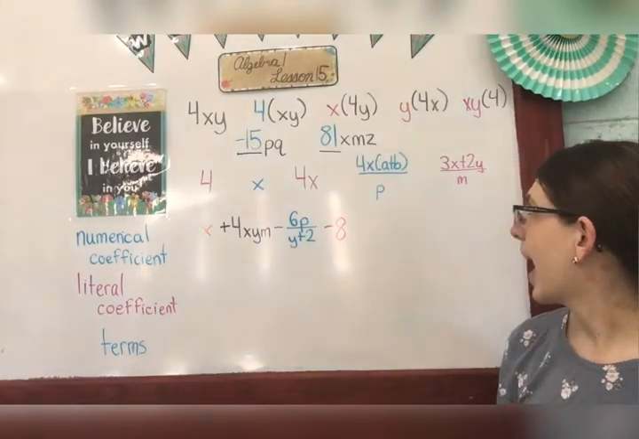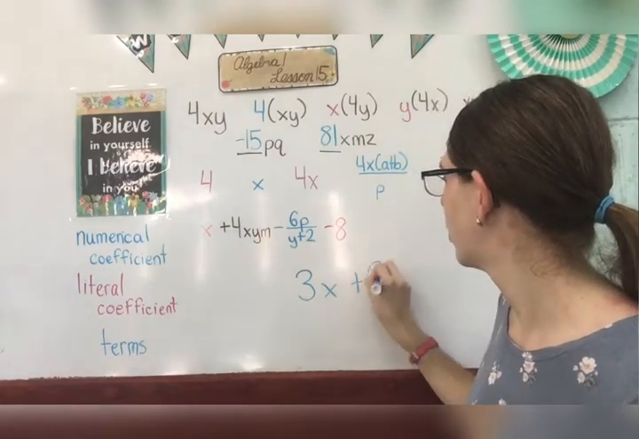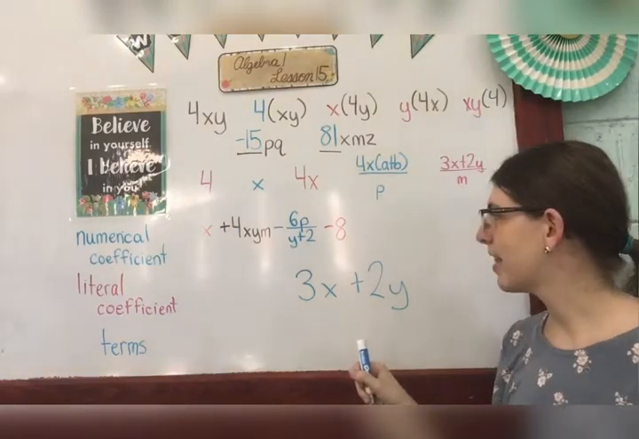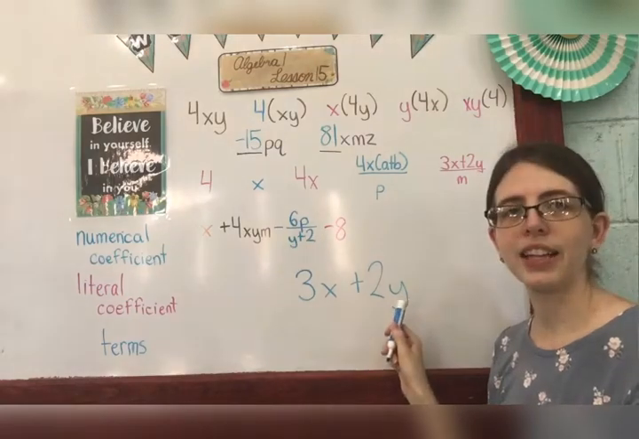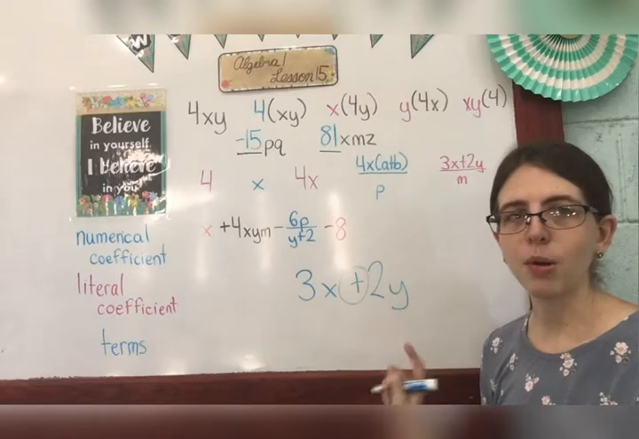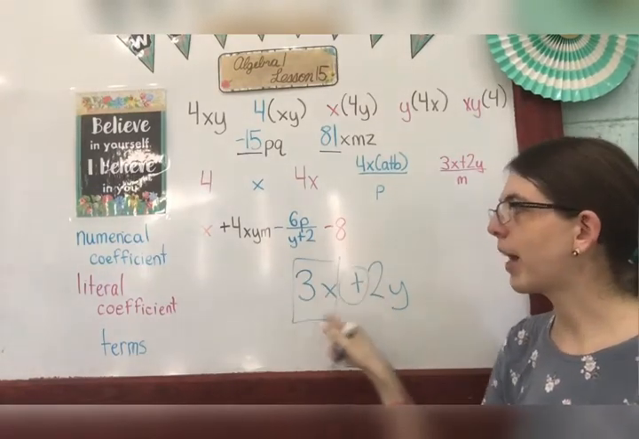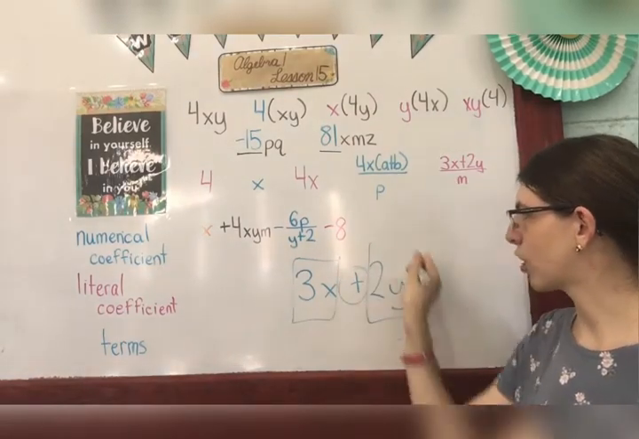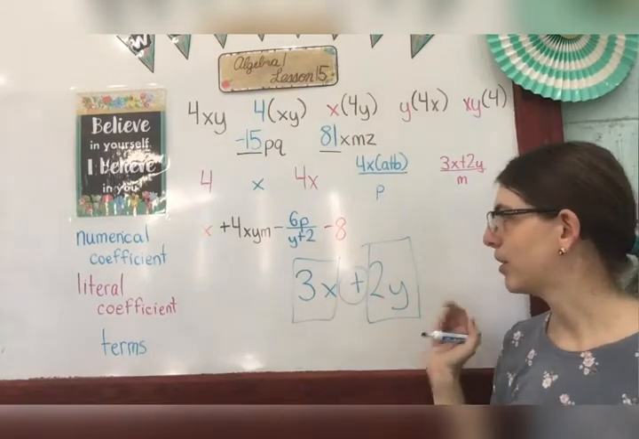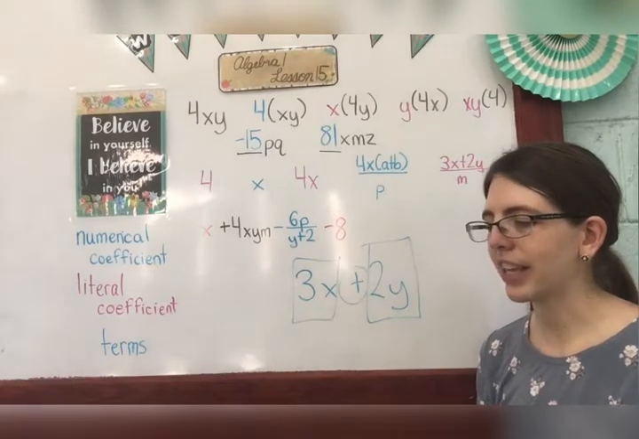If I just had 3x plus 2y, this is not just one term because the answer to this is a sum. It's the answer to an addition problem, not a multiplication or division problem. This is a term right here because you're multiplying it together. This is a term right here because, again, you're multiplying it together, but not both of them. So this is two separate terms, okay? Let's keep looking at this.